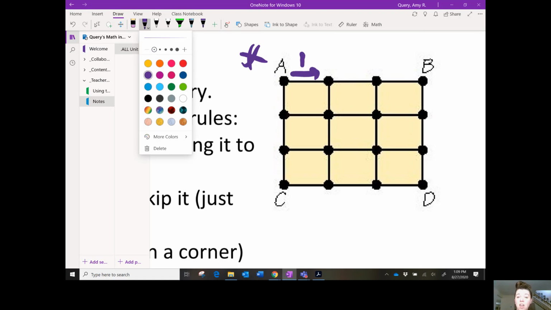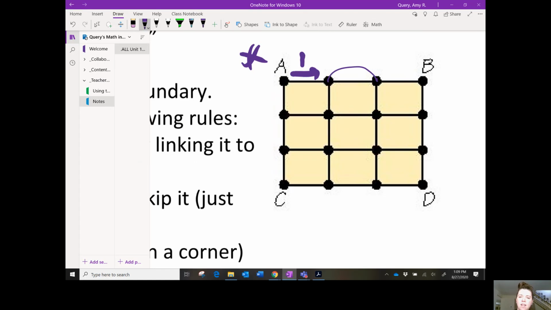Okay, but then this is an odd valence, so I'm going to need to duplicate. So now this is a 4. It used to be a 3, and this one's a 4. It also used to be a 3. So I would travel this part first, 2, and then I could come back, 3. And then I could go down 4, over 5, up 6, over 7, down 8, right?